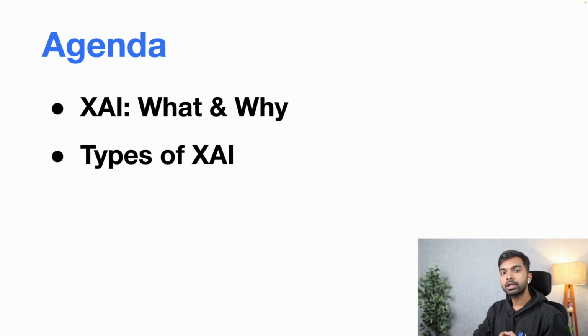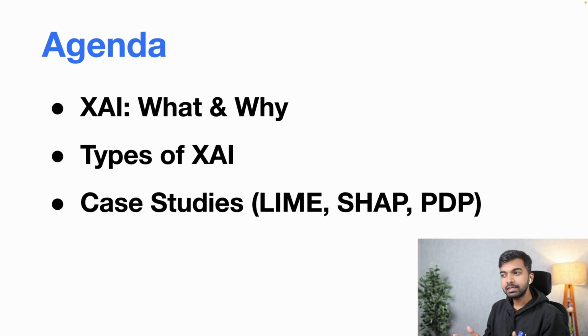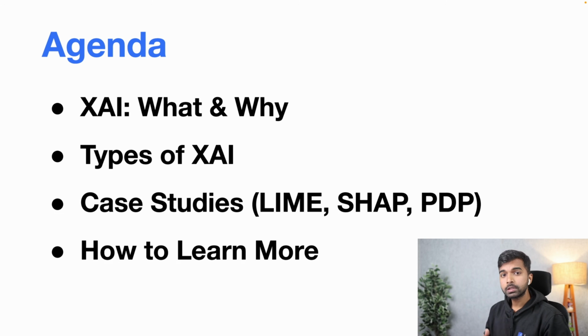Then we'll talk about the different types of explainable AI that you have. Then we look at some case studies, three specifically: Lime, SHAP, and PDP. And then we are going to also talk about how you can learn more, because this is an emerging and vast area of research. So I'm going to point to some beginner friendly tutorials that you can start following and applying to your AI models immediately.